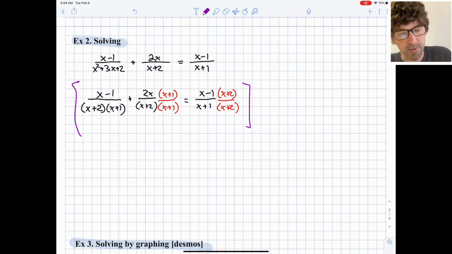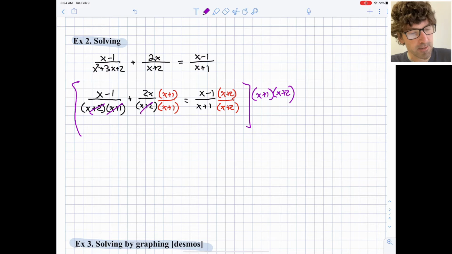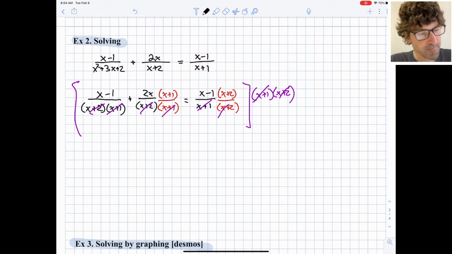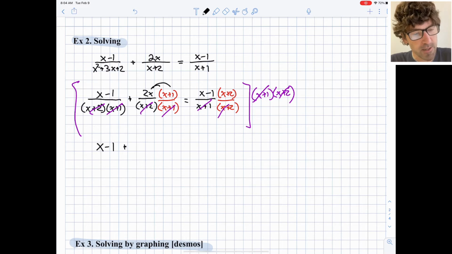So I'm going to multiply both sides by x plus 1 times x plus 2, and that's going to cancel out these denominators and leave us with something a little bit simpler and more manageable. So on the left side, we're going to have an x minus 1 plus, I will do the distributive property here, 2x squared plus 2x equals x minus 1 times x plus 2.